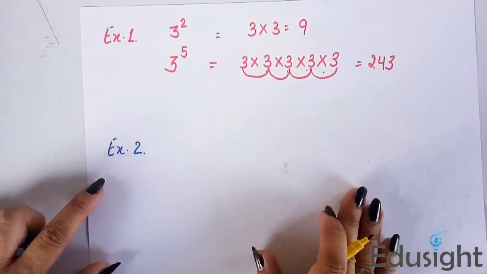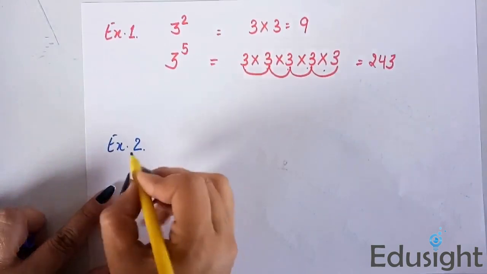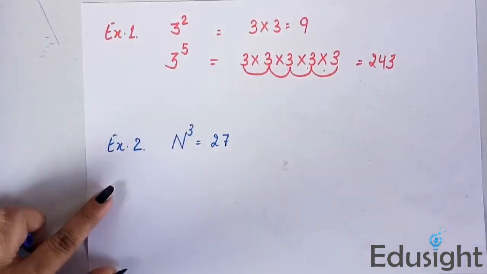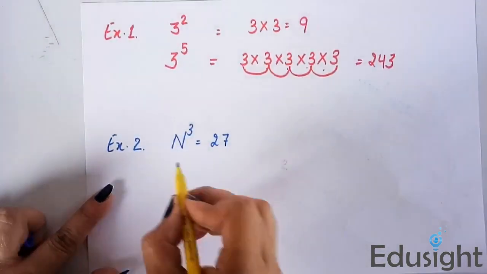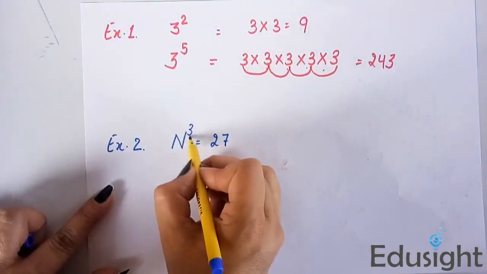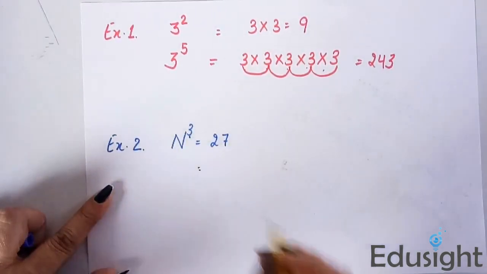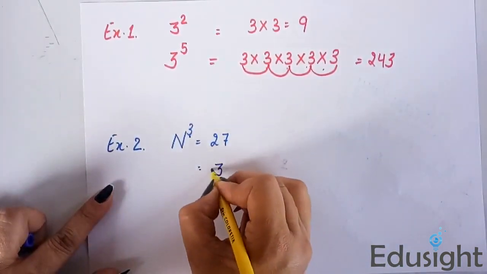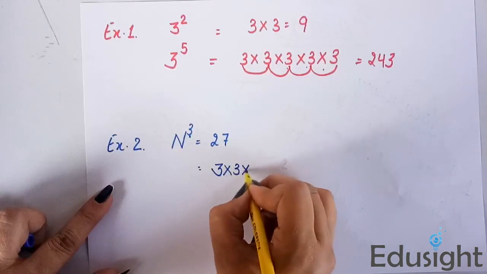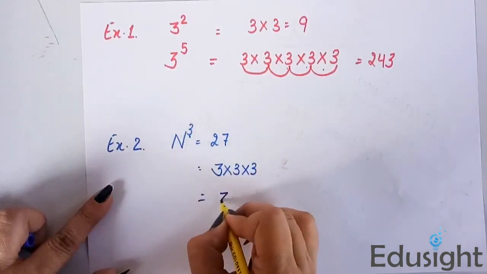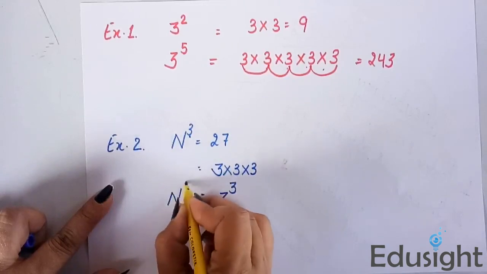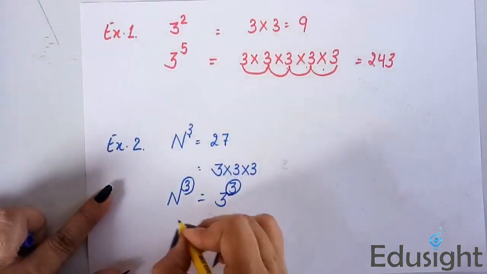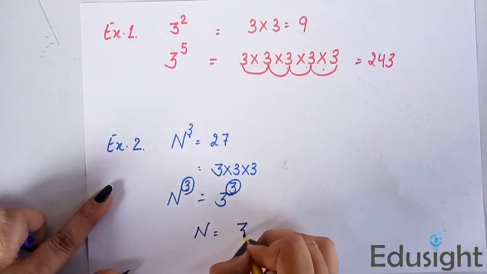Now example number 2. If n cube is equal to 27, then find the value of n. Here the power is 3. That means we have to write 27 as a prime factor in the power of 3. 27 can be written as 3 multiplied by 3 multiplied by 3. That means cube of 3. In both cases, the power is the same. That means n must be equal to 3.